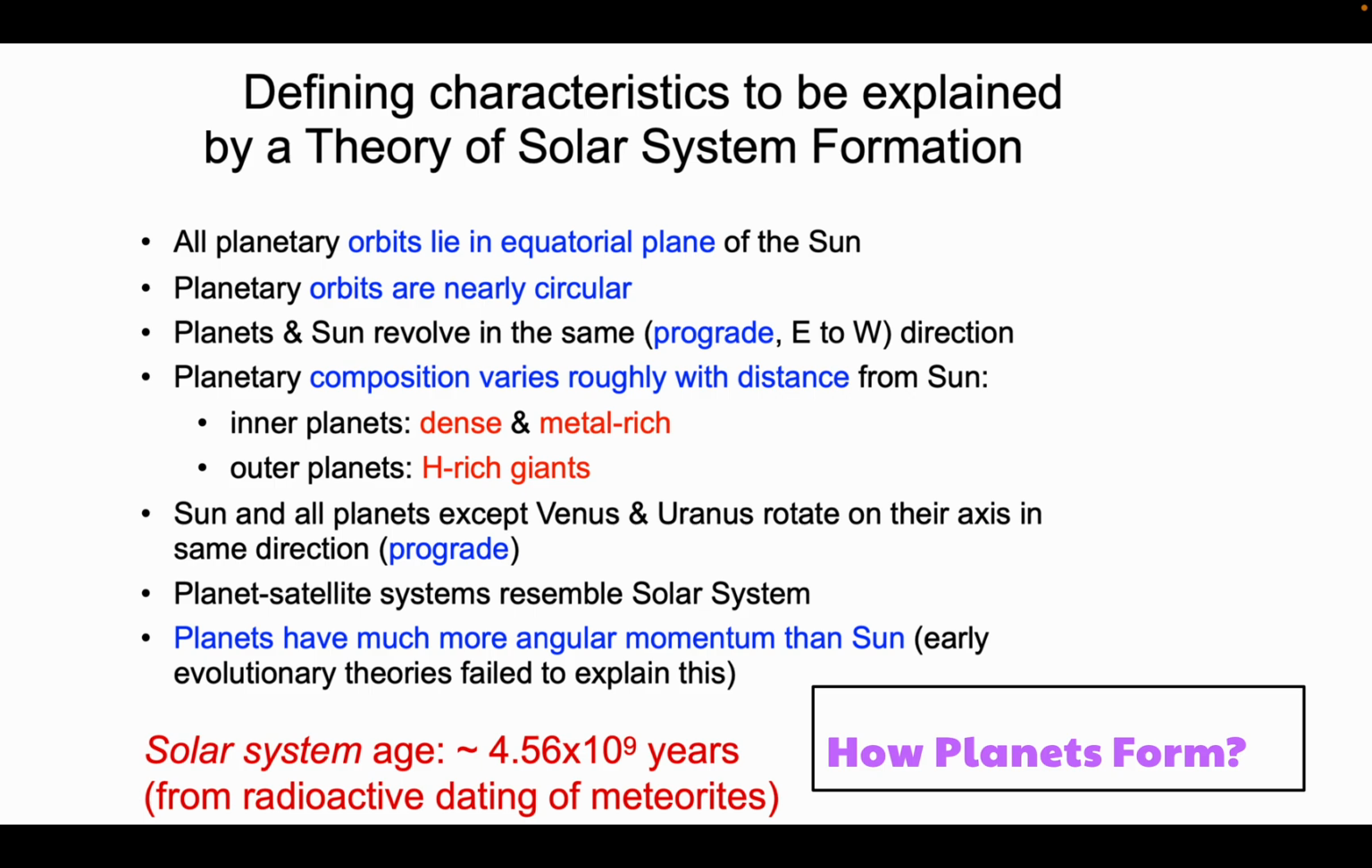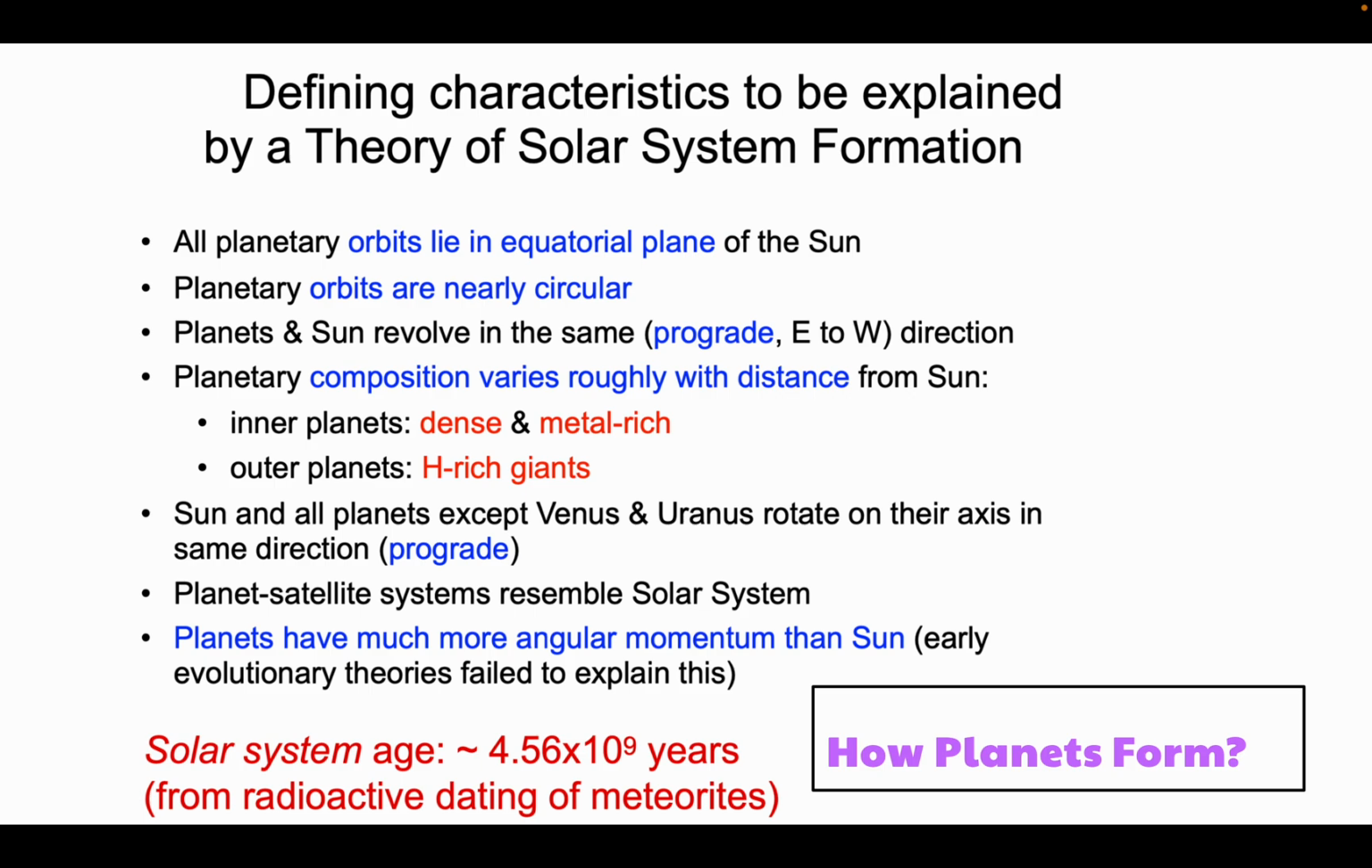Sun and all other planets except Venus and Uranus rotate on their axis in the same direction. This is known as prograde.